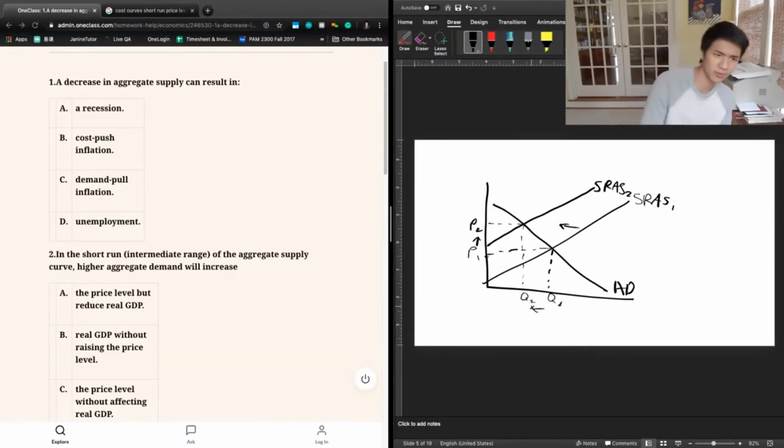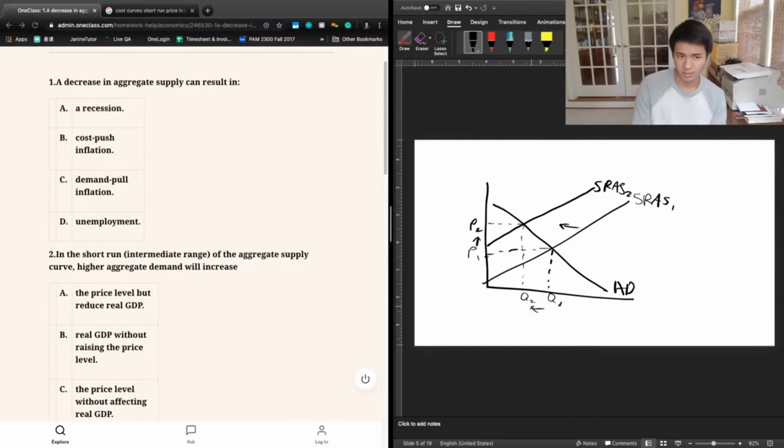Finally, D says unemployment. And again, we might say that unemployment and recession go hand in hand. And because we don't know where long-run aggregate supply is, we simply do not know enough to see whether or not this decrease in aggregate supply is going to have an increasing effect on unemployment. So it looks like B is going to be our best answer here.